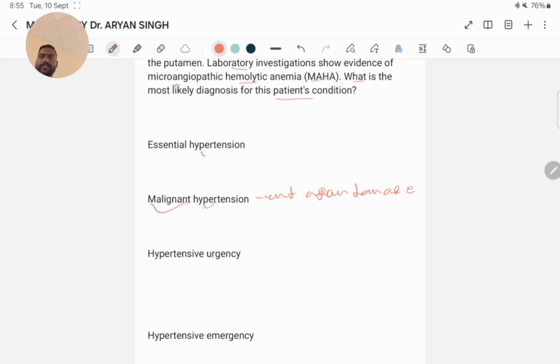And what about essential hypertension? Essential hypertension is incorrect because essential hypertension typically does not present with acute end organ damage such as intracranial hemorrhage, microangiopathic hemolytic anemia, and renal impairment. And hypertensive urgency refers to severely elevated blood pressure without acute end organ damage. This patient has evidence of end organ damage, making hypertensive urgency less likely.